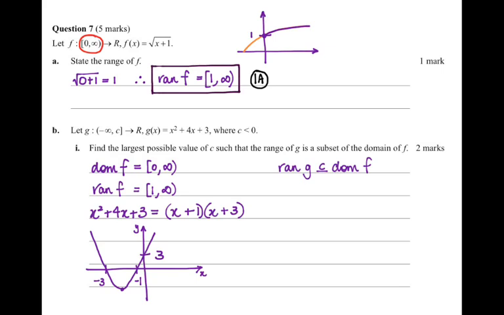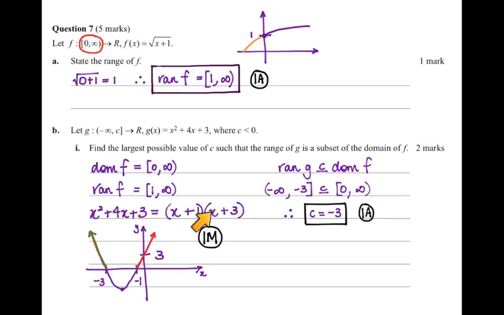We can see a range of 0 to infinity would include this part and that part. So we want the range to be a subset of the domain. And we can see here that it's either this part or this part, but it makes sense for this part to be the domain because we want from negative infinity to c, not from -1 to infinity. So we get negative infinity to -3, and so the value of c is going to be -3. There's our answer mark. It's very likely that the method mark would be something to do with this graph or this factorization to find that -3.